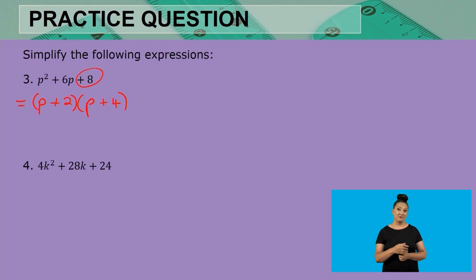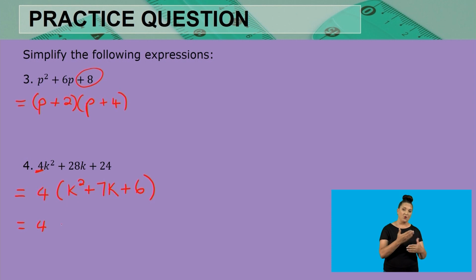So, looking at number 4, we have there a trinomial again, but we can see there is a number for the value of a. So we quickly check if that number is a common factor, and it is. That number is a 4, and we can see that 4 is a common factor with all of them. So we are going to take out that common factor of 4, and we are left with k squared plus 7k plus 6. When we look in the brackets, that is a trinomial, so we are going to go further and factorize that trinomial there.